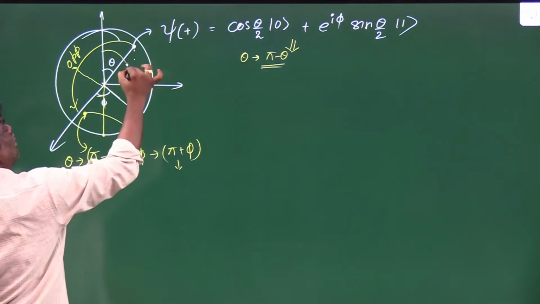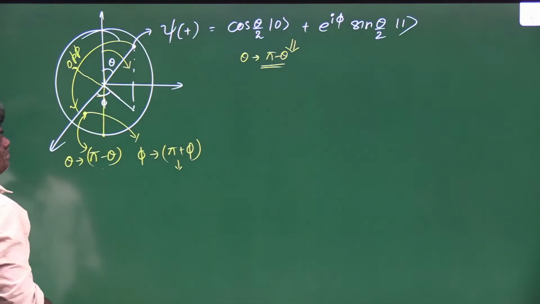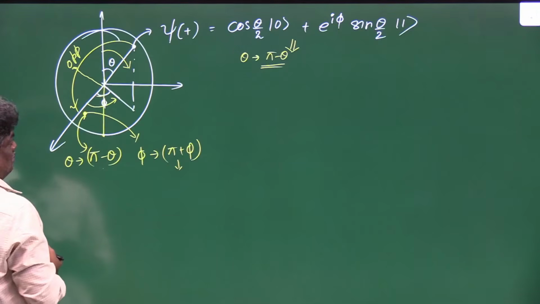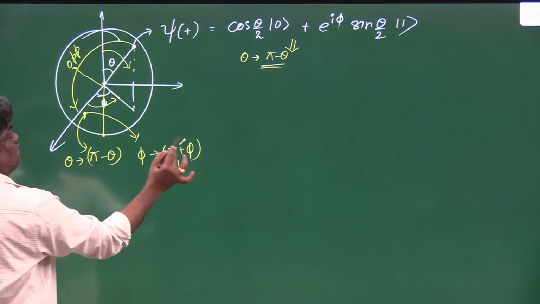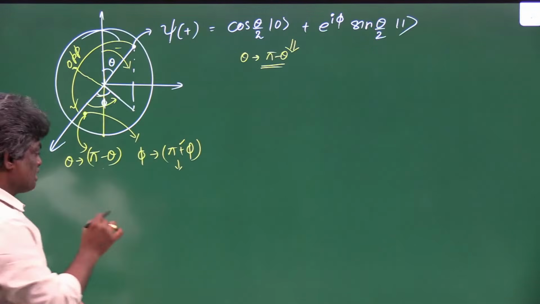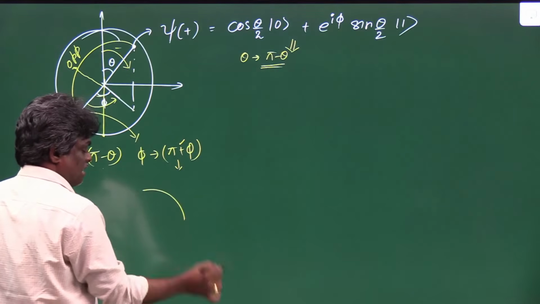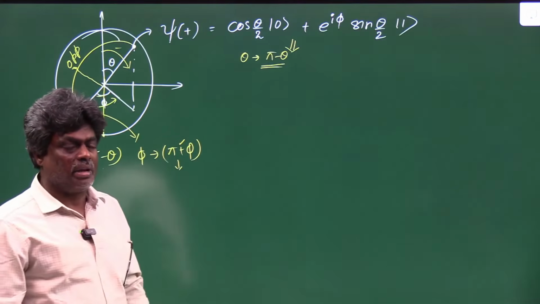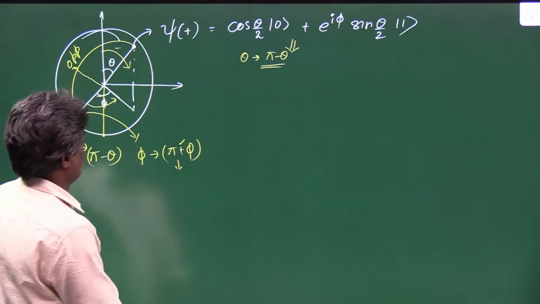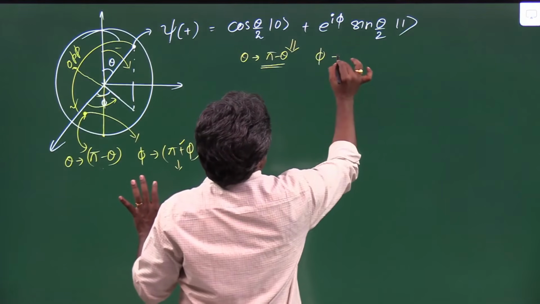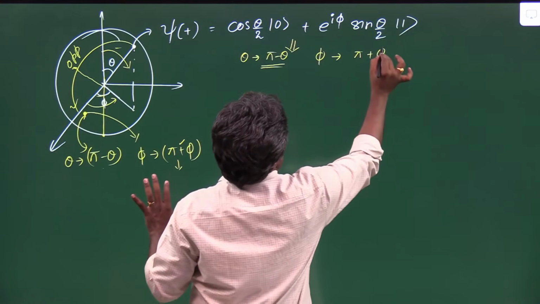Sir, is theta clockwise or anti-clockwise? Clockwise. Is phi clockwise or anti-clockwise? Anti-clockwise. Anti-clockwise always take plus, clockwise always take minus, because anti-clockwise measurements are positive angles and clockwise measurement angles are negative. Like that we can take. So that's the logic. So here phi is replaced with pi plus phi.